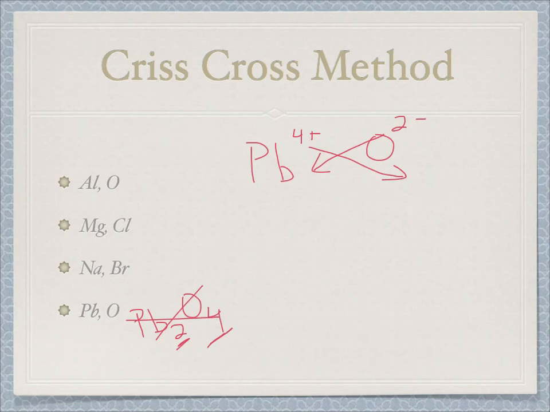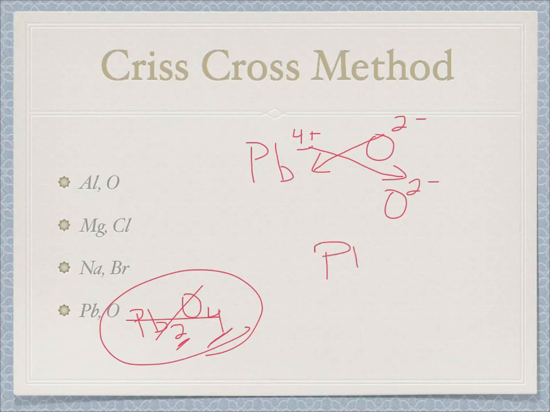So instead, with the crisscross method, you could start this way and say, okay, I've got to reduce it down, but it's actually better to just think about, all right, if I've got a 4 plus and I've got a 2 minus, I need 2 of those, so it's going to be PbO2.